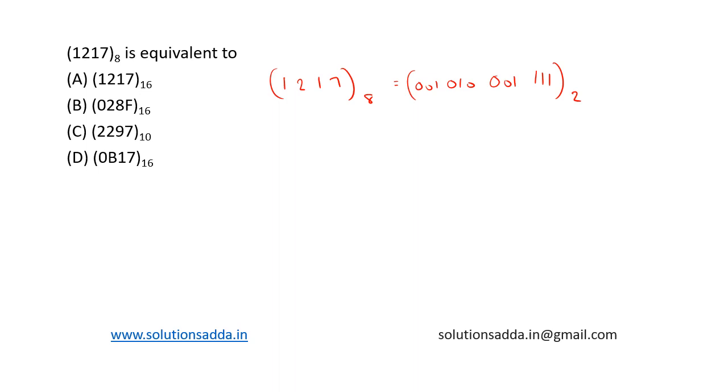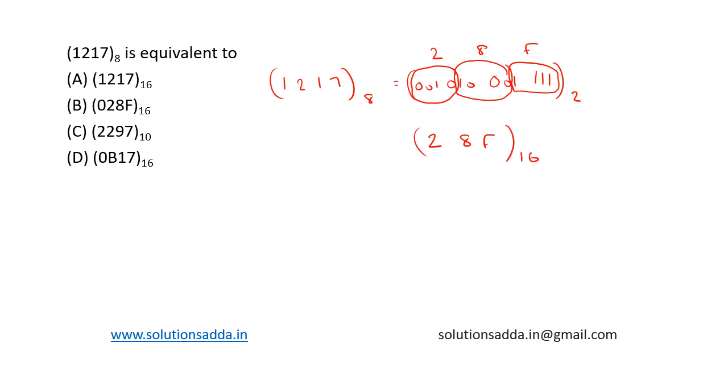Now to convert it into hexadecimal, let's map 4 bits each. This is the first 4 bits. So we have F. Next we have these 4 bits, that is 8. Next we have these 4 bits, that is 2. So we have 2, 8, F in hexadecimal.